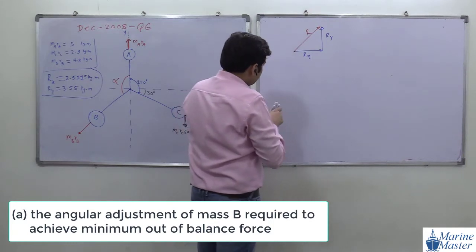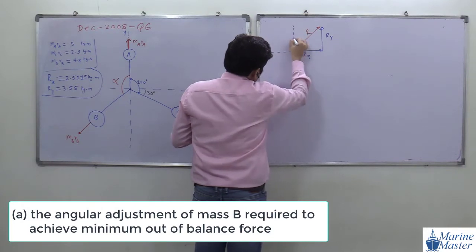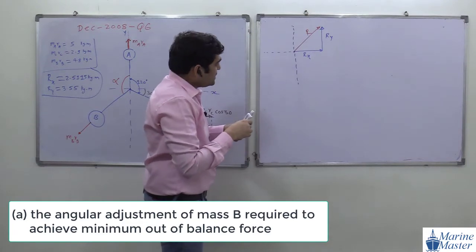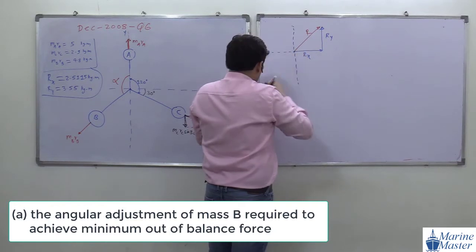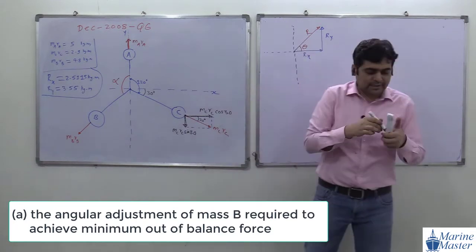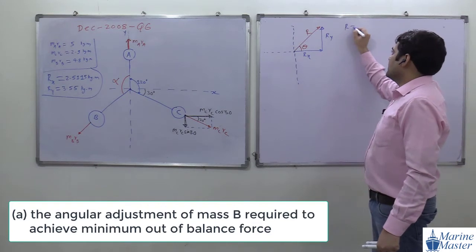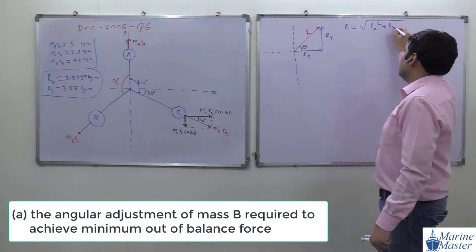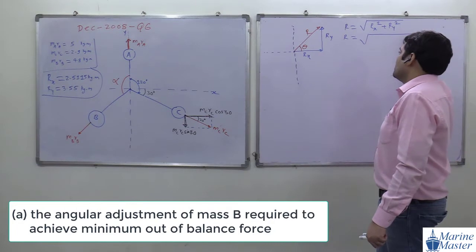Don't write anything, everyone. This is our R. Now see the scenario here. I will assume this angle as theta. Just observe the things carefully. By Pythagoras theorem, R is equal to under root of Rx square plus Ry square.